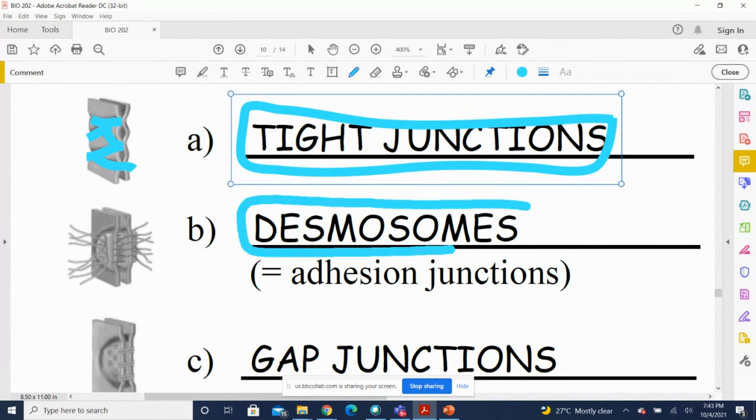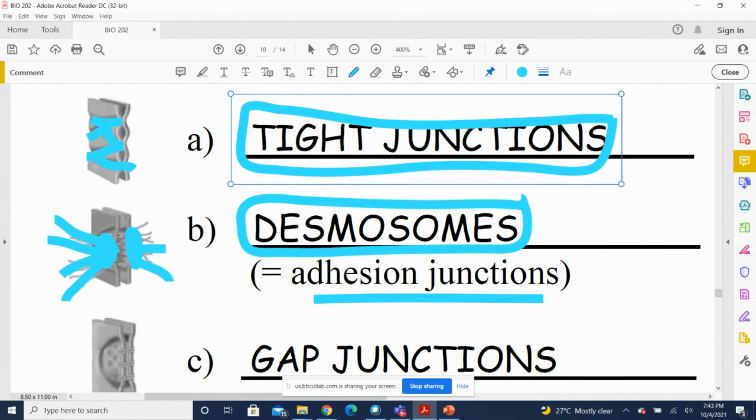Desmosomes, sometimes also discussed as adhesion junctions, are these anchoring spots that are thickened on both sides, on both cells, and from those we have these filaments. So they're almost like these spots where all of these filaments can connect. Also, these two connect to each other through the space between the two cells.